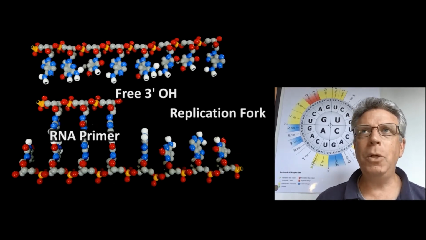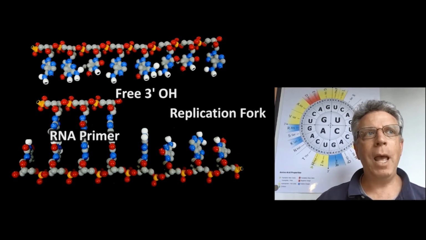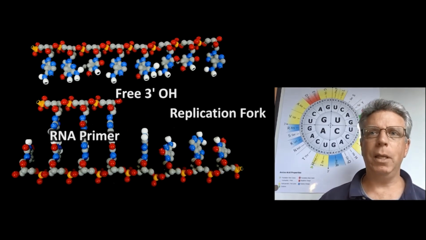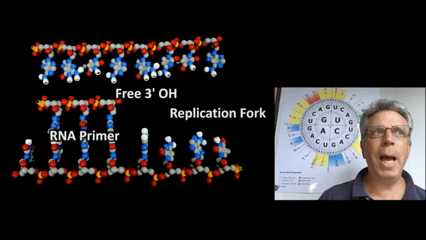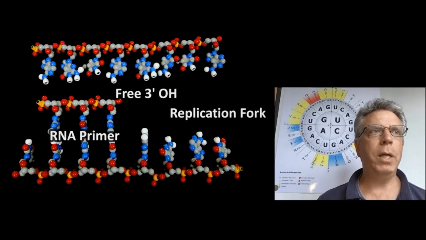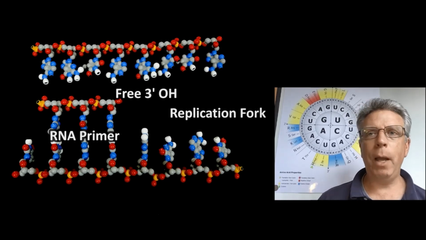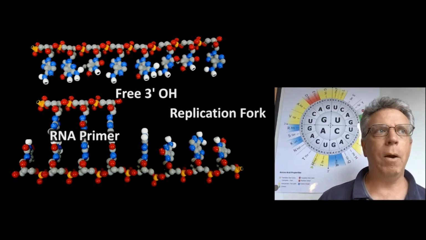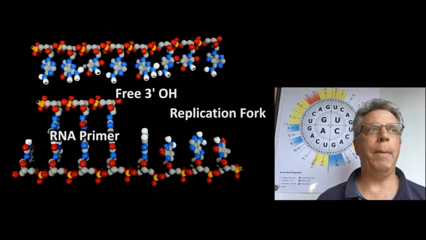Now, what I'm about to show you is stuff that I was modeling out for my students, and then my students started asking these questions. So these aren't my questions, these are my students' questions. So we see that we have a replication fork, and I put an RNA primer on there because we're always talking about an RNA primer, and I could model it with dynamic DNA.